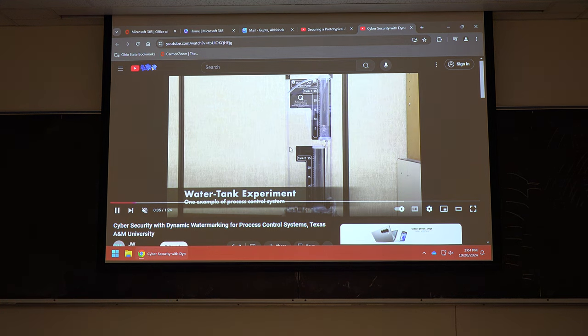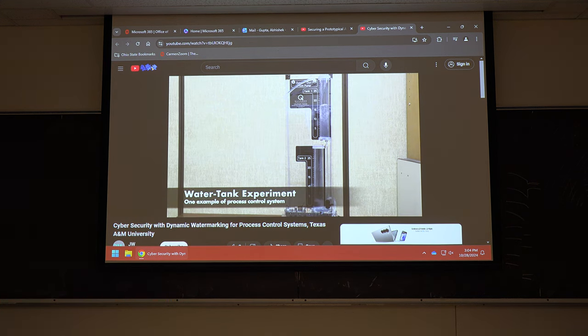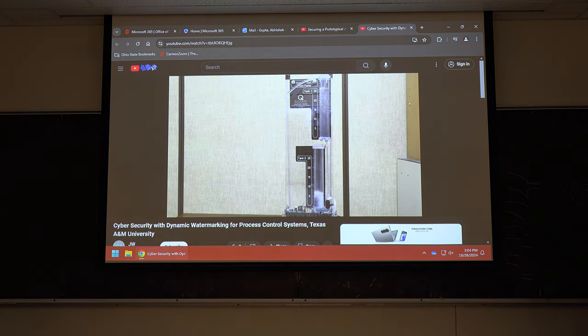This is another experiment by the same group. So this is the chemical plant stuff that you were working on in your assignment. Not the same system, but very similar.